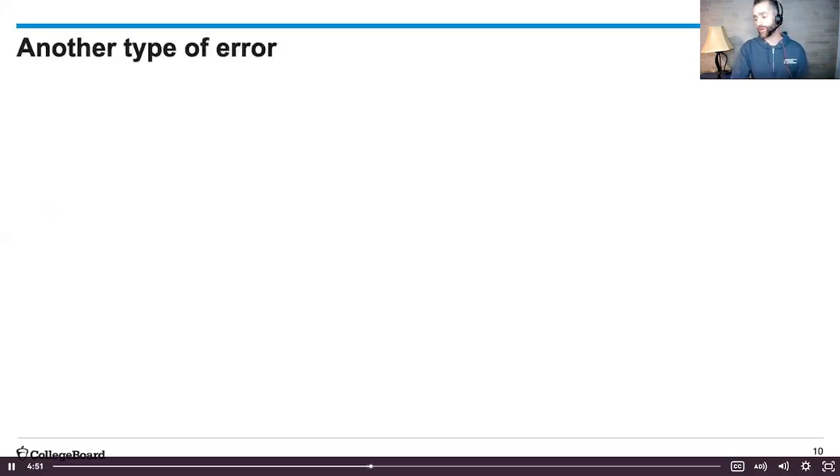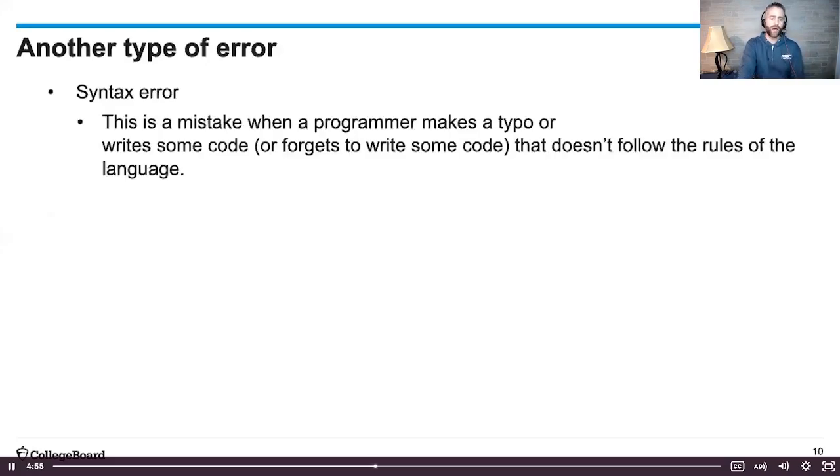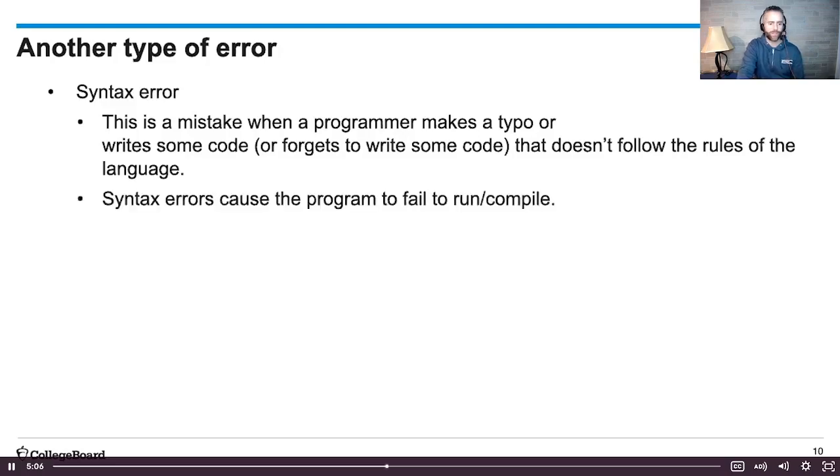All right, here's another type of error, a syntax error. Very common error, right? This is just a mistake when a programmer makes a typo, or writes some code, or oftentimes forgets to write some code that doesn't follow the rules of the language. Syntax errors cause the program to fail to run or compile, right? So when you hit run or compile, it doesn't work, right?